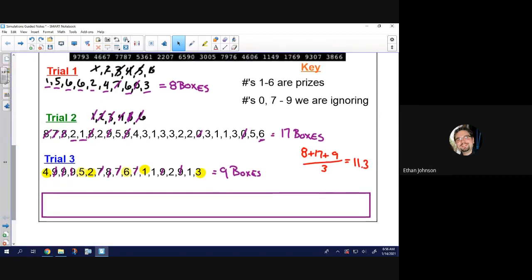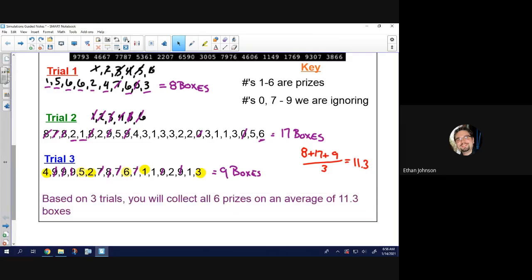So to answer her question, we can say, based on 3 trials, you will collect all 6 prizes on an average of 11.3 boxes. For any of these simulation problems, always end it in a sentence. And the format for these sentences is pretty much going to be the same, based on however many trials: you will blah, blah, blah.